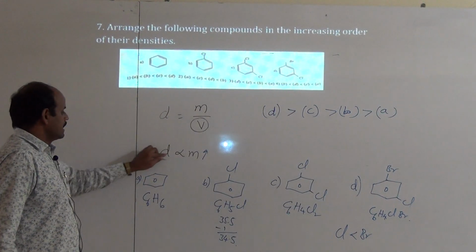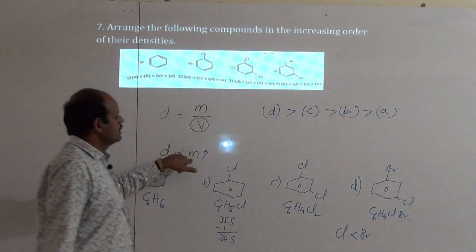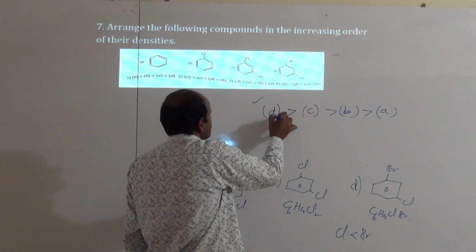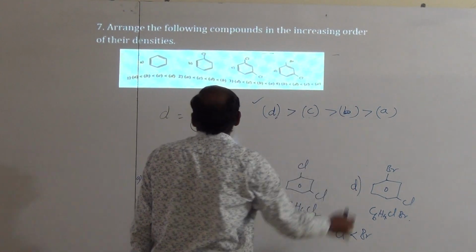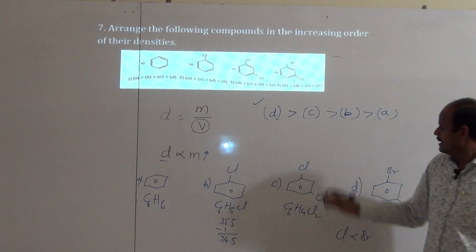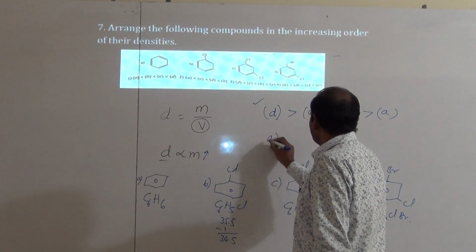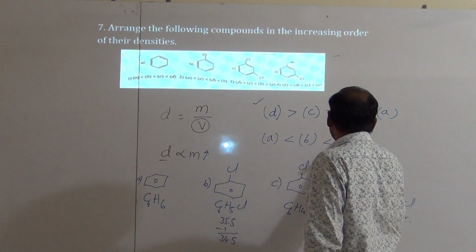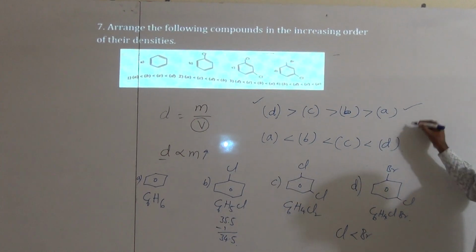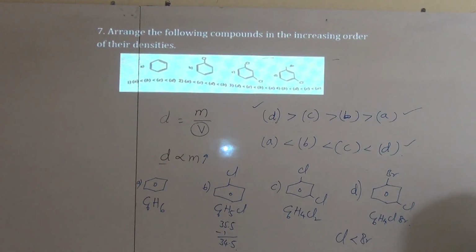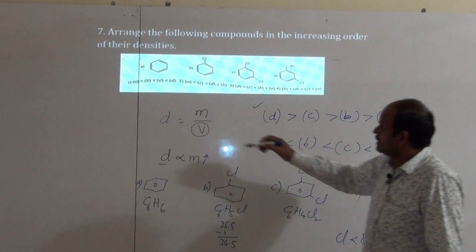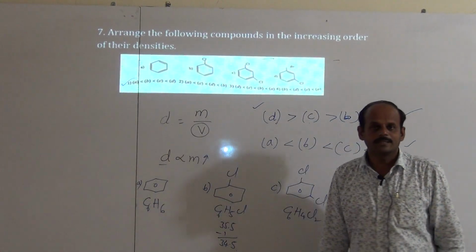Now density is directly proportional to molecular mass only. Thus density also has this order. Option D has a greater density than C, next B, next A. Then in the given options, which one is the correct one? Instead of greater than, you can write less than also: A is less than B, B is less than C, C is less than D. You have to check in the options, A, B, C, D. First one only, no? Thus here the first one is the answer. Okay.